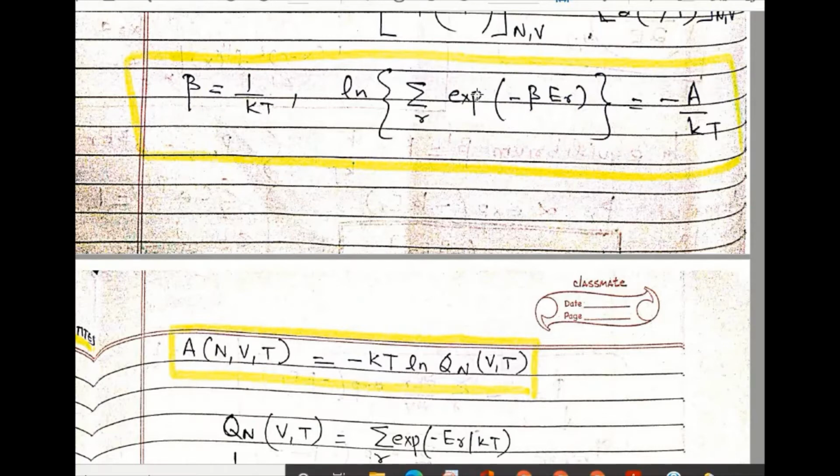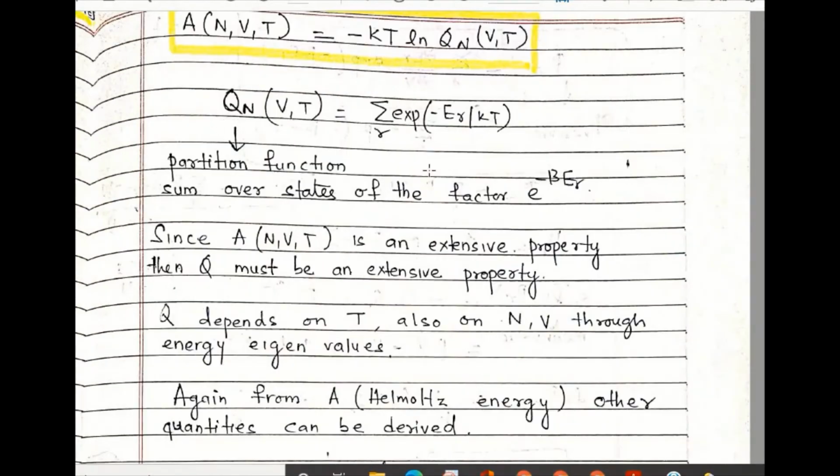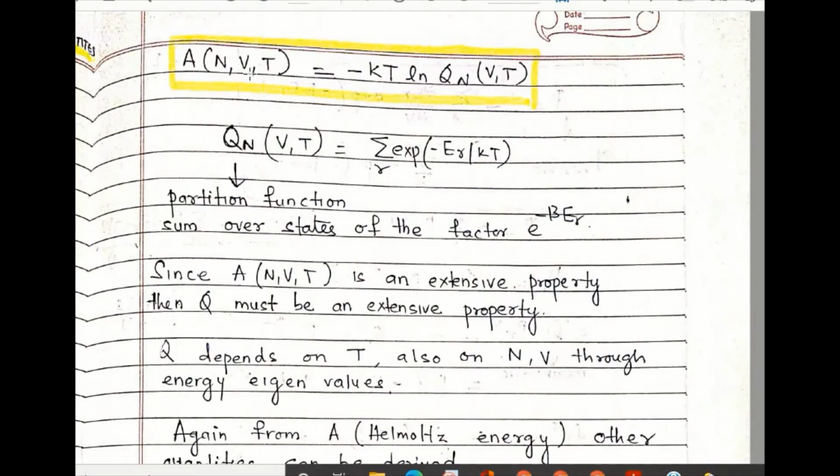So from this ln Q, this is kT, that is 1 by beta. So minus A by beta, and we get this expression. Now this is a very important thing, that is the partition function. Here we know A is an extensive quantity, and the partition function must also be an extensive quantity because it is directly associated with it.